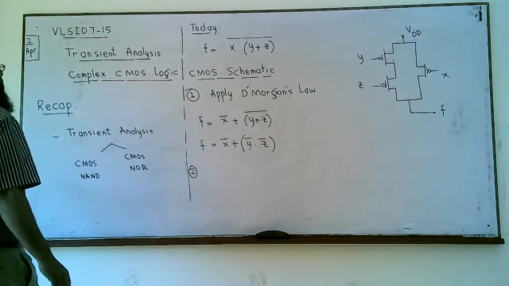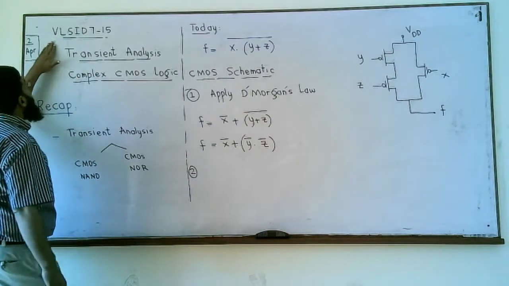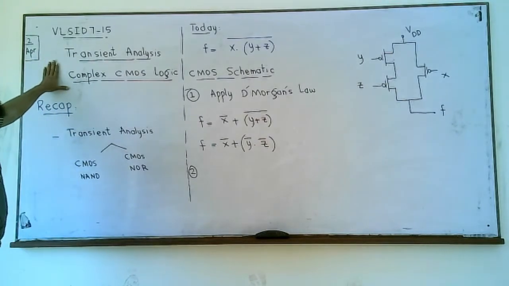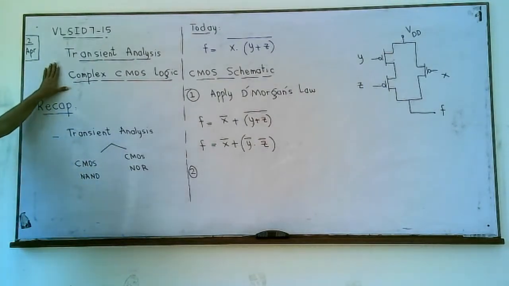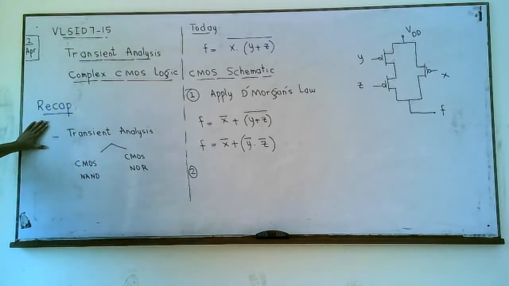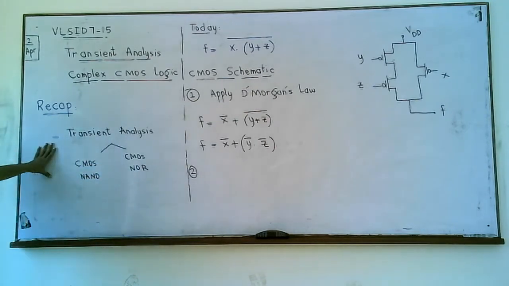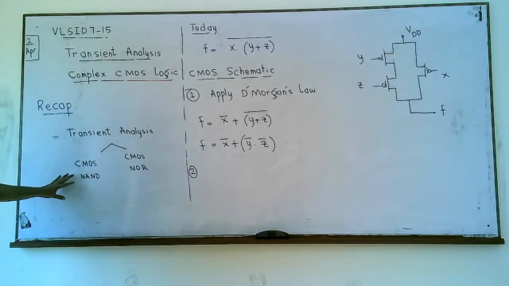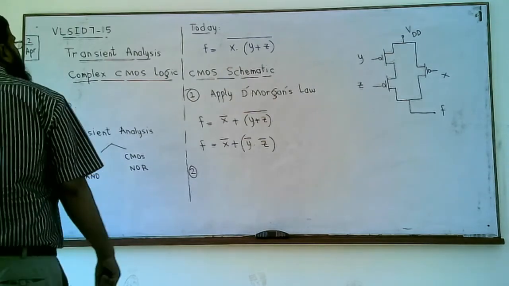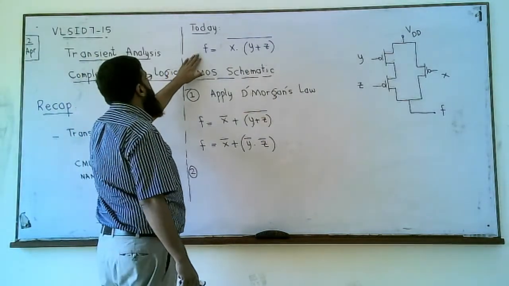Welcome to the 15th lecture from chapter number 7. We are studying VLSI design and we are studying transient analysis of CMOS logic gates. In our last lecture, we studied transient analysis of CMOS NAND and CMOS NOR. We also learned how to draw the CMOS schematic of a given Boolean expression in one of our previous lectures. In this lecture, we are going to perform transient analysis of a CMOS based circuit.